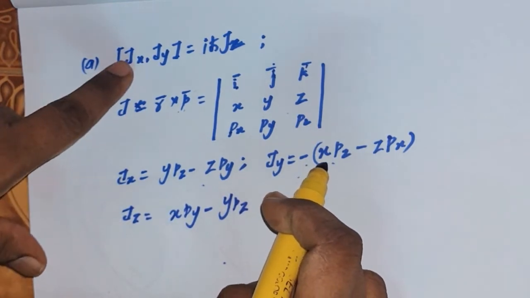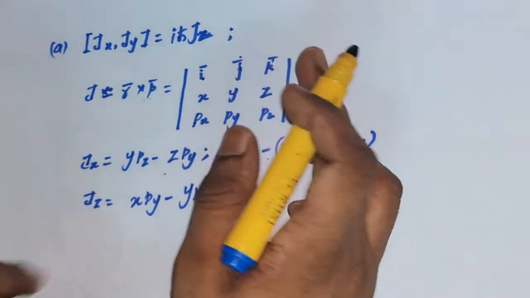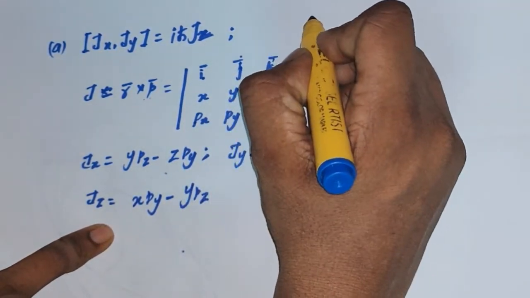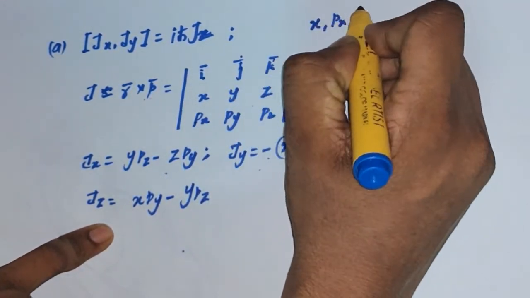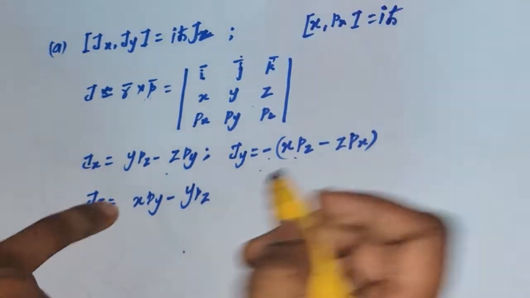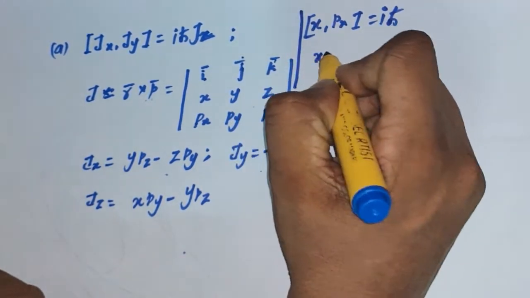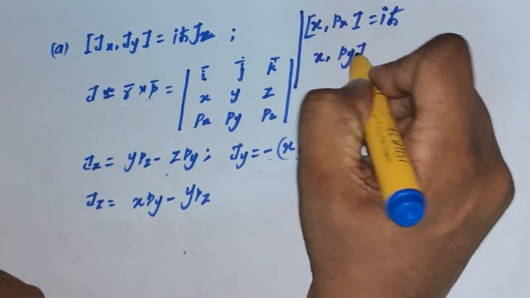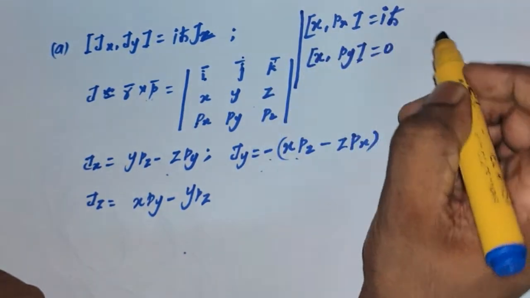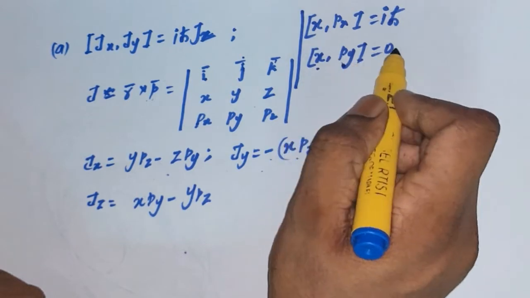For solving this commutation, we need to know the commutation of x and px. In general this is equal to iħ. We are not going to solve this commutation. Suppose [x, py], in general it is equal to 0, that means the x component of position and the y component of momentum commute to 0.